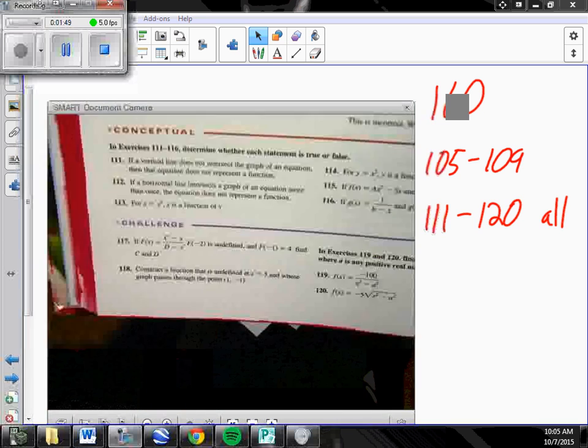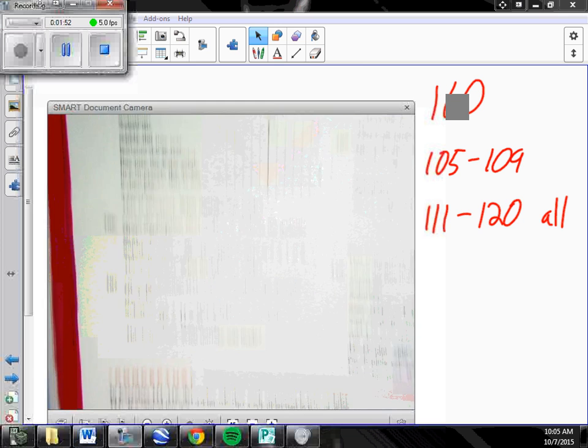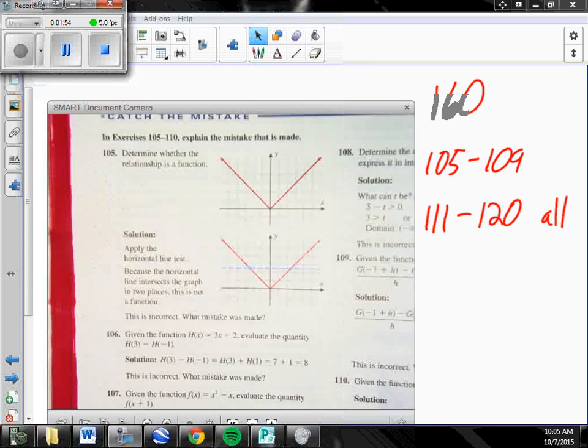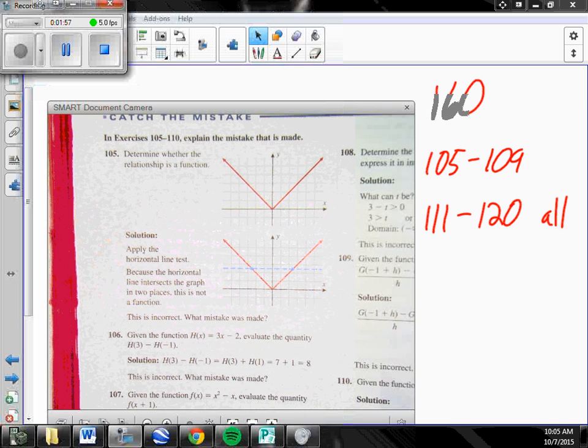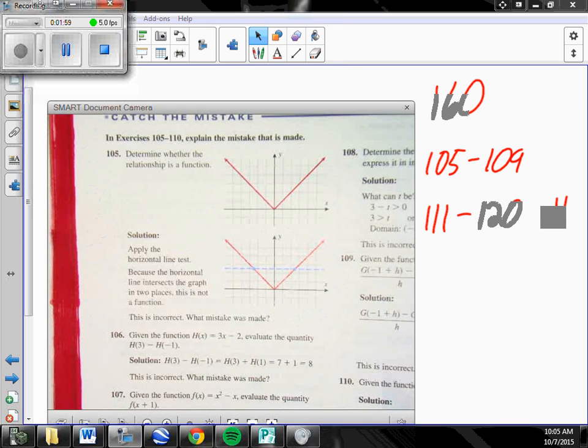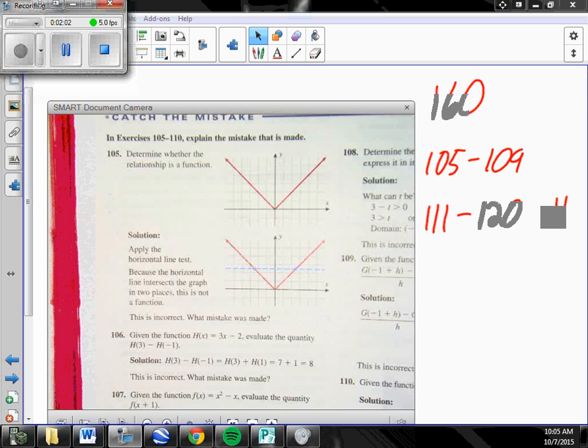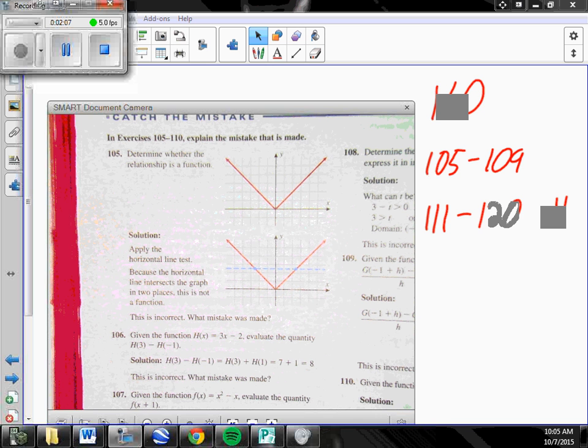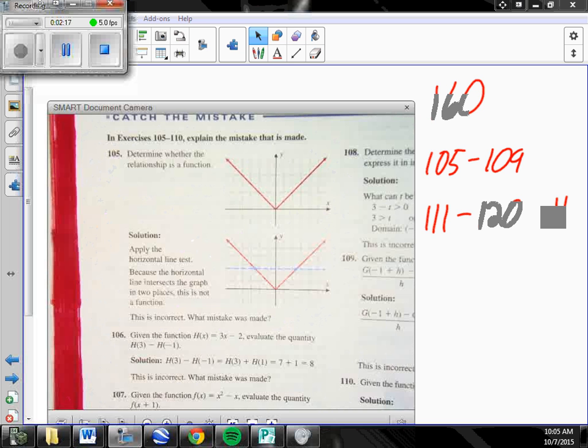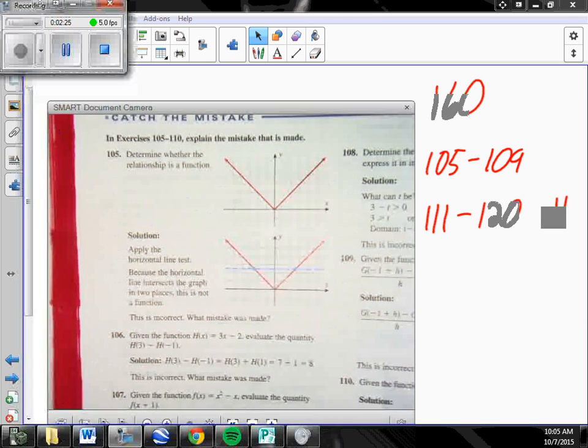So, number 105. What is the mistake with 105? It's not the horizontal line test. The vertical line test determines whether or not it's a function. What does the horizontal line test determine? It determines if it's one-to-one, and if it's one-to-one, then it is invertible. A one-to-one function passes the horizontal line test, which means if you invert it, it will pass the vertical line test.